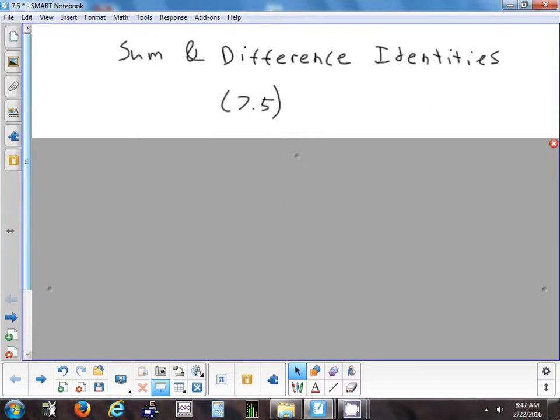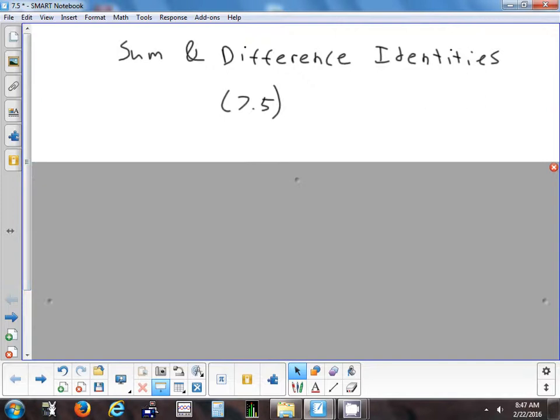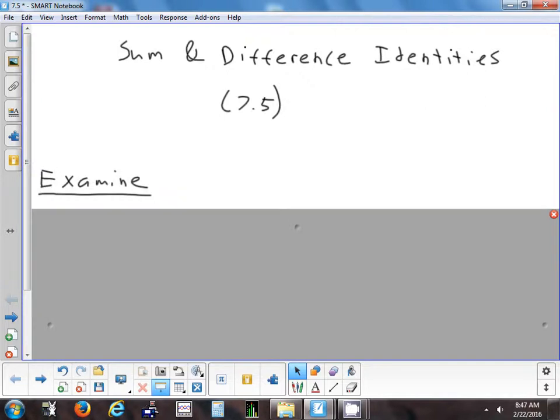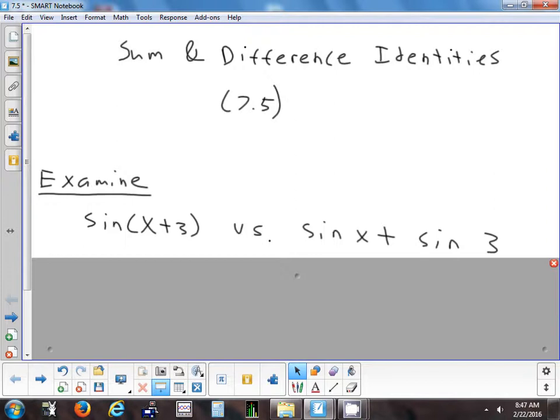All right, so we're going to finish up chapter 7 this week. Okay, last two sections are 7.5 and 7.6. This section is on what they call sum and difference identities. Most of what we do is going to be on those. There's a few other identities in the section, but we'll start with these.